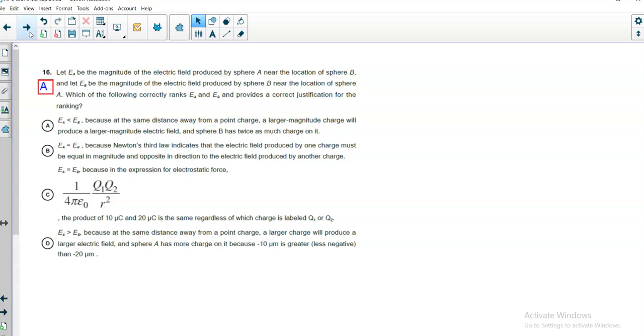Let EA be the magnitude of the electric field produced by sphere A near the location of sphere B. And let EB be the magnitude of the electric field produced by B near the location of A. So just the fields at those locations, so not the actual forces. Which of the following correctly ranks EA and EB?